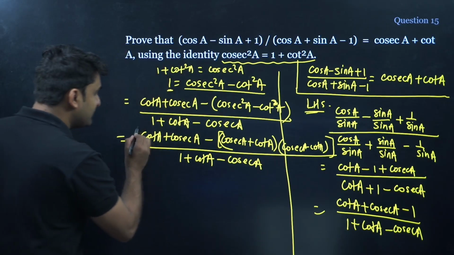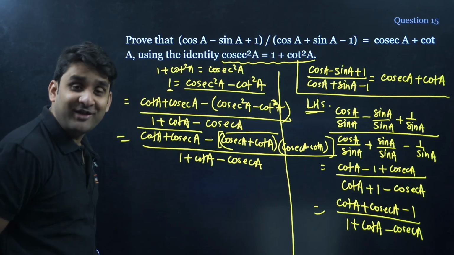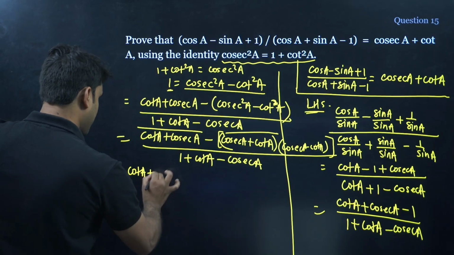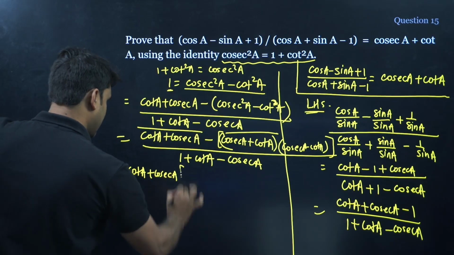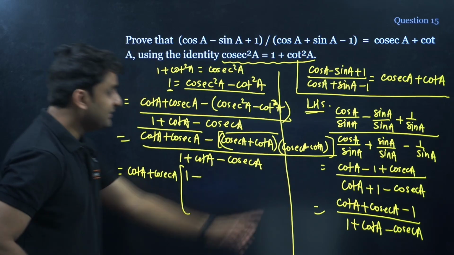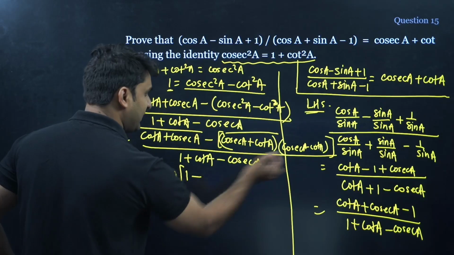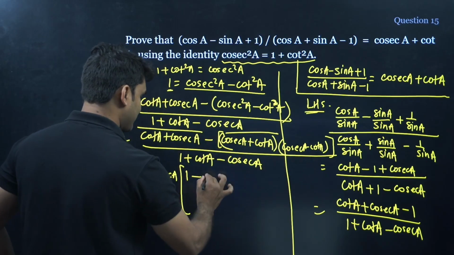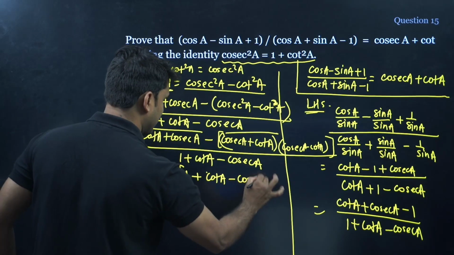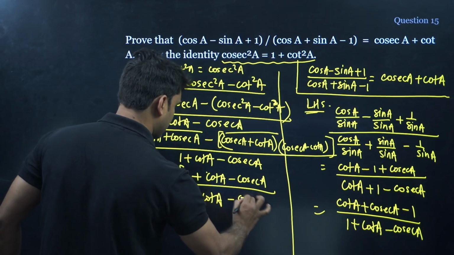Now look, this is cot A plus cosec A. This is cot A plus cosec A. Can we take common? Yes, we can take common. So if we take common cot A plus cosec A, now look, here will be 1 minus this entire bracket, and this is cosec A minus cot A. So when you open the bracket, cosec will go in negative form and cot minus plus. So cot will become positive and cosec A will become negative. And in denominator, this is 1 plus cot A minus cosec A.